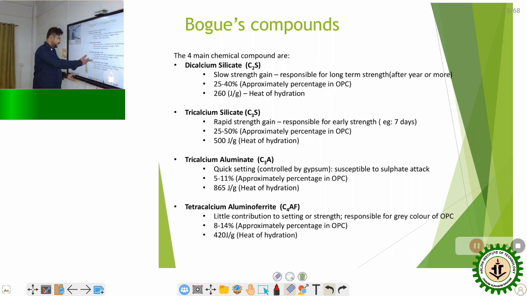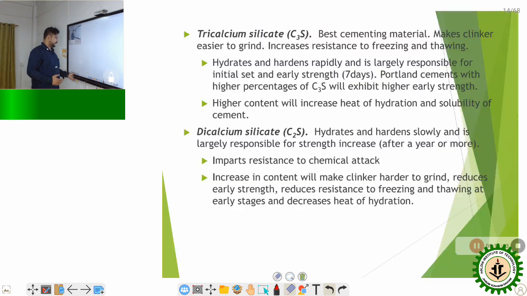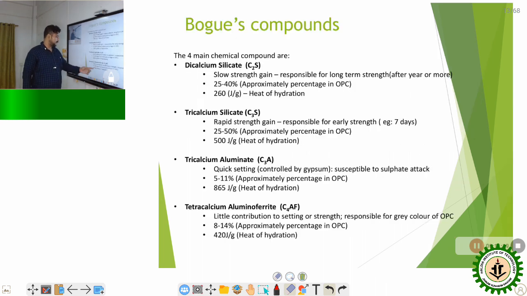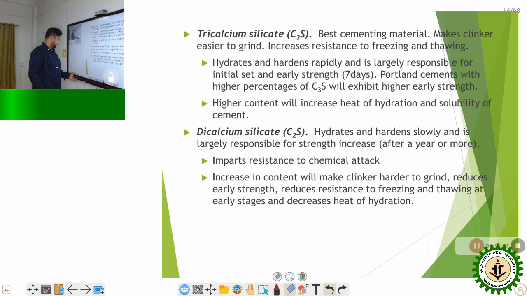It has no useful purpose, but it comes during the production of cement. C4AF is produced as a Bogue compound. It is a complex compound, so we need to take it, but it is a useless compound.